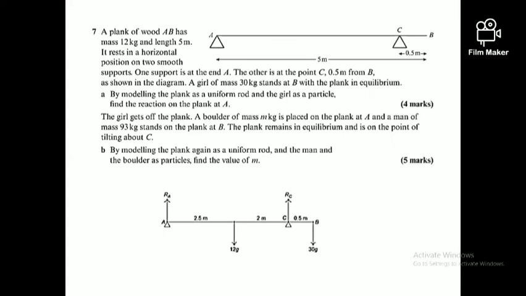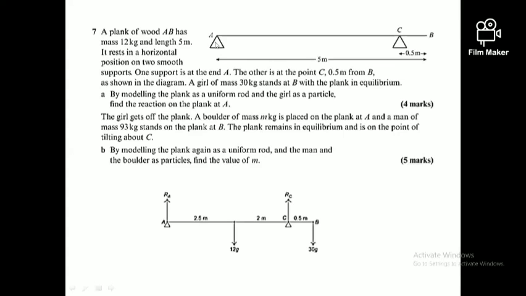If you come up to the next question, question number 7. A plank of wood AB of mass 12 kg, length 5 meters. Here also still we don't know whether this rod is uniform or non-uniform. It rests in horizontal position on two smooth supports.